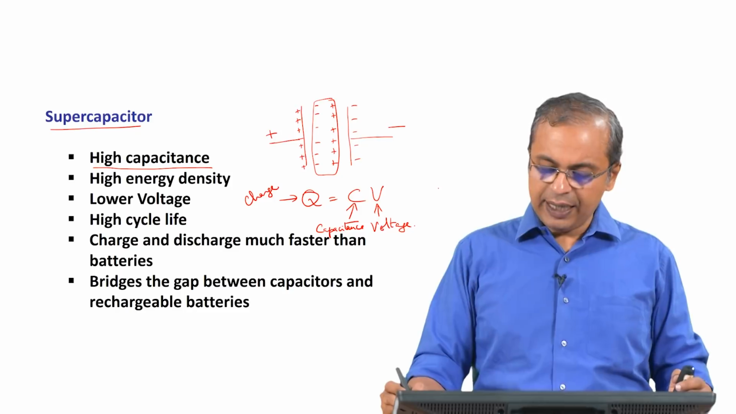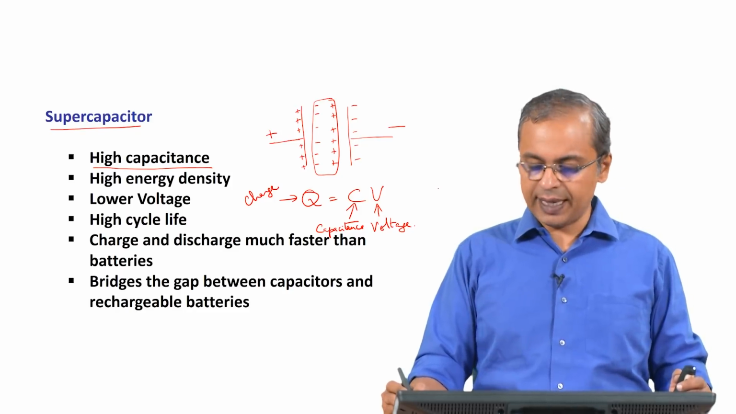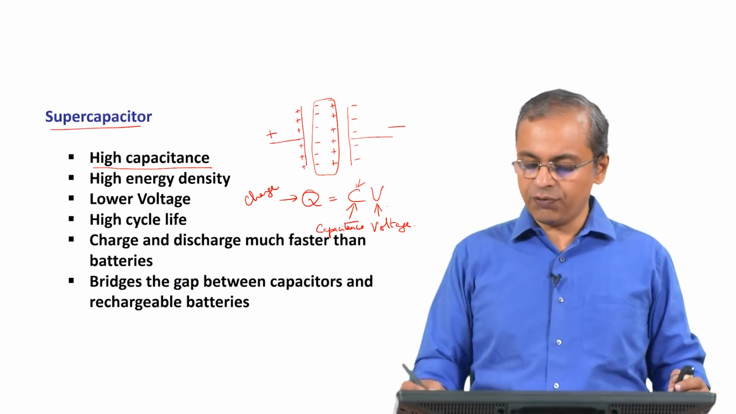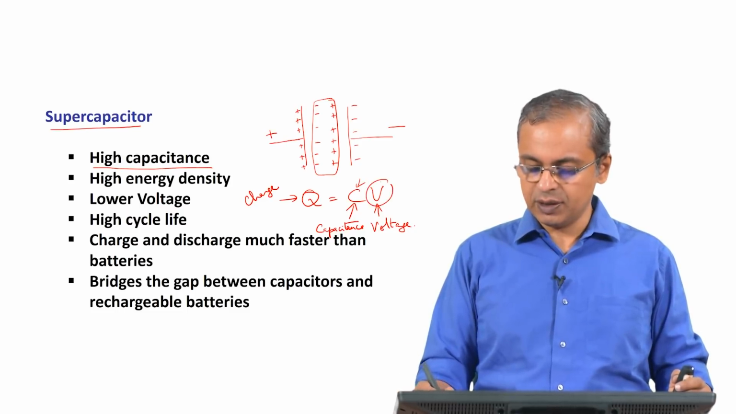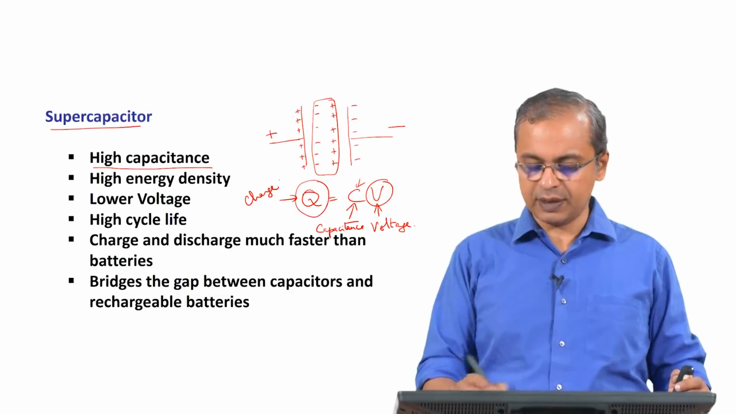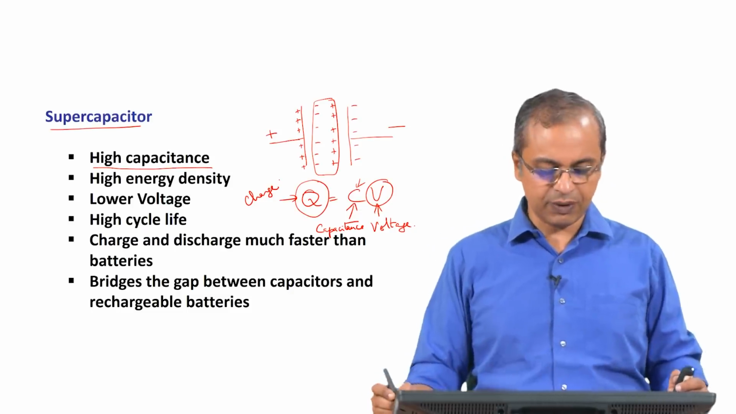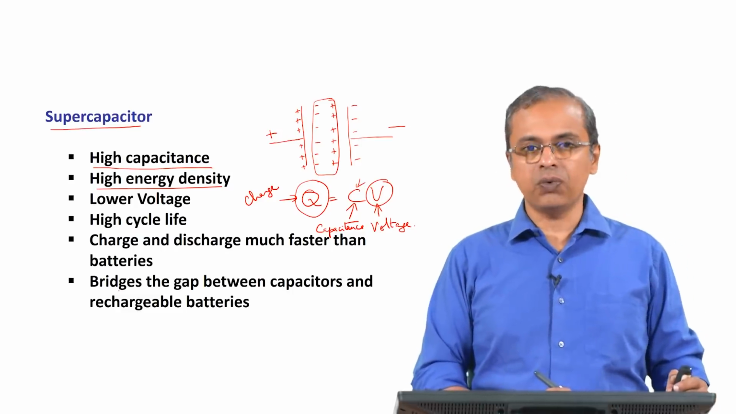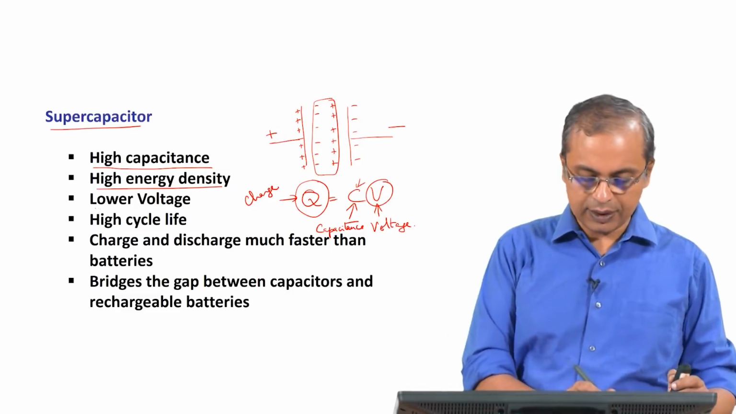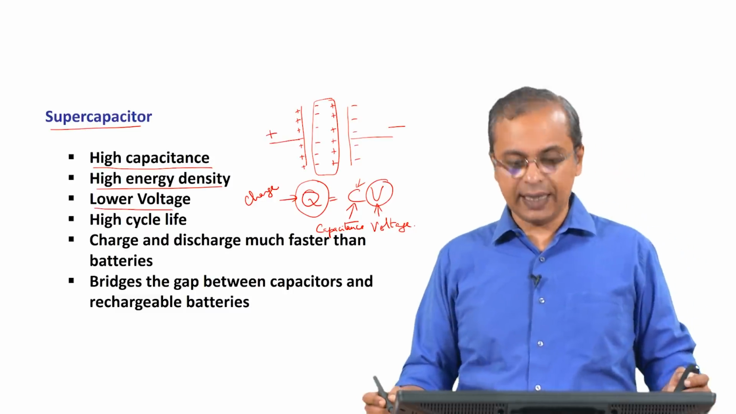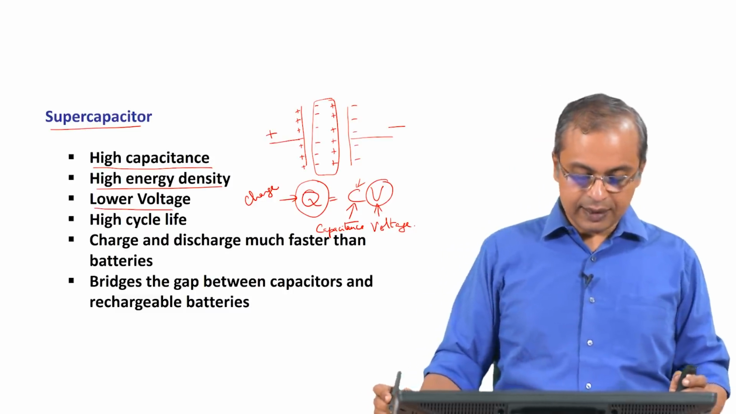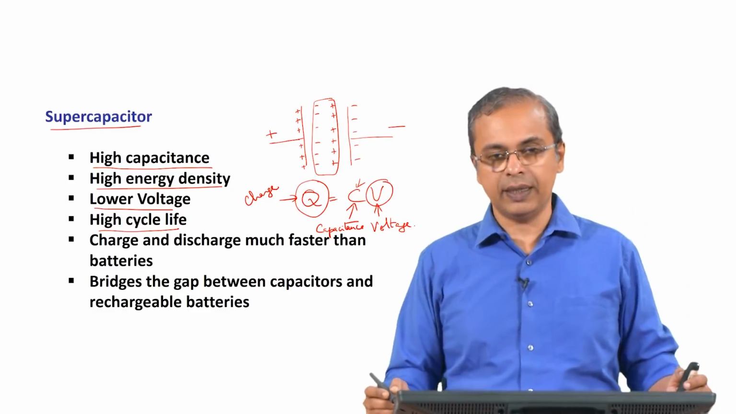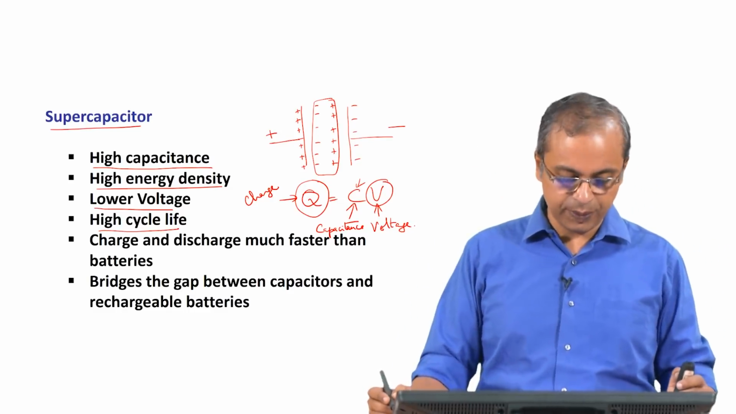We are talking of capacitors where the capacitance value is very high. Therefore, for the same voltage you get a very high amount of charge held there. It has high energy density, generally, relative to other options that you have. The voltage that it can give you is a little low, and cycle life is very high. We will talk about this as we go through the details of the supercapacitor.